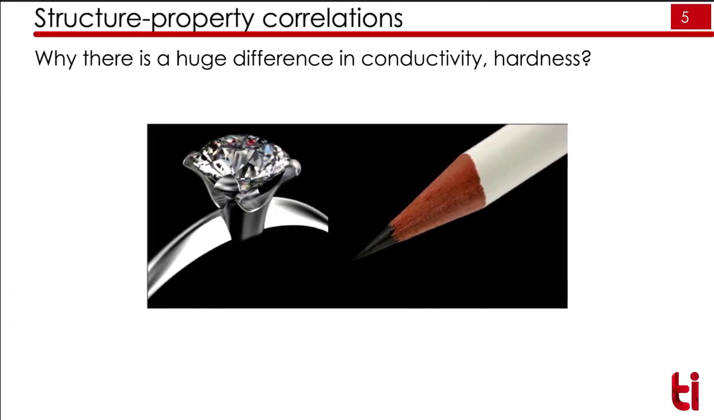The next example is of a diamond and a graphite pencil. Diamond, as you know, is the hardest material, and graphite is a soft material. You all know that both have carbon bonding. The diamond has carbon bonding, and the graphite also has carbon bonding. So what is the difference in the structure? Because there is a huge difference in the conductivity and the hardness. Structurally there is only a bonding difference.